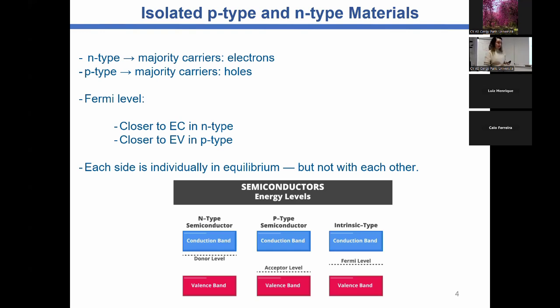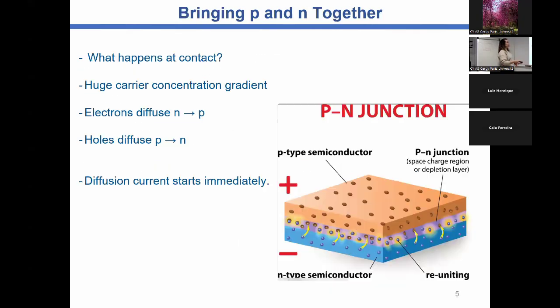The isolated materials are in equilibrium, but only if they are isolated, not when they are with each other. So what happens when we put two materials together? With the p and n-type together, we have this movement that comes from diffusion. In the contact, there is a huge carrier concentration gradient.